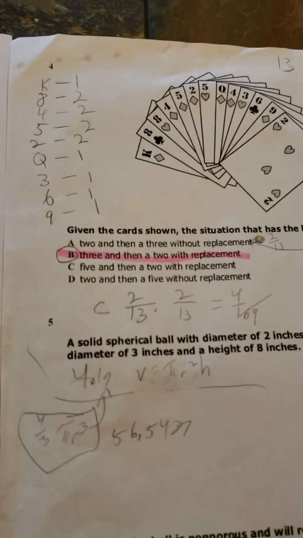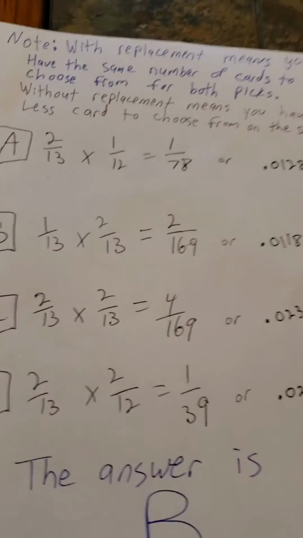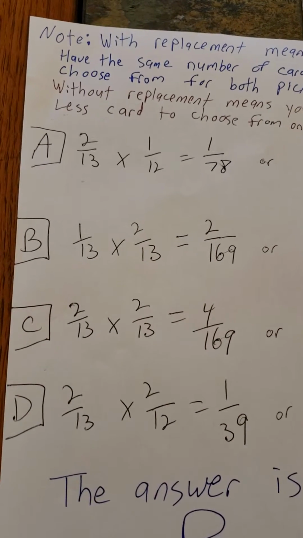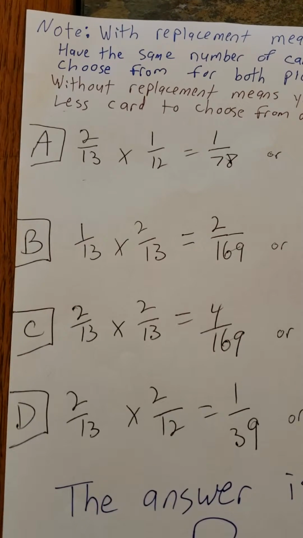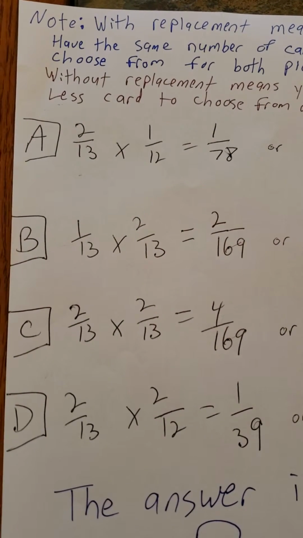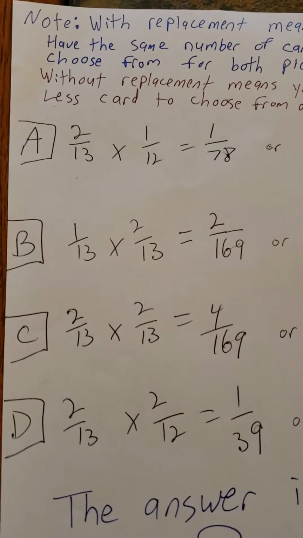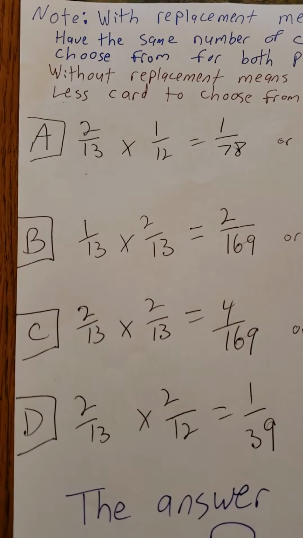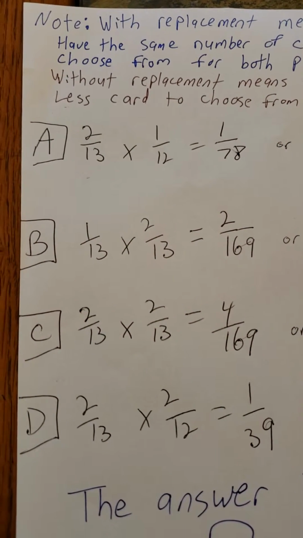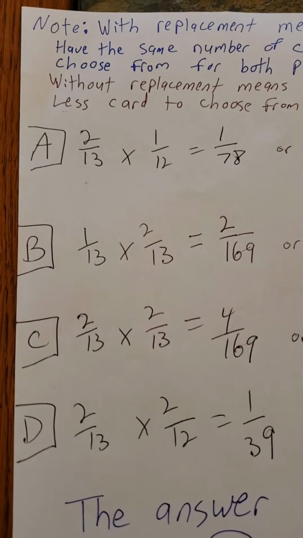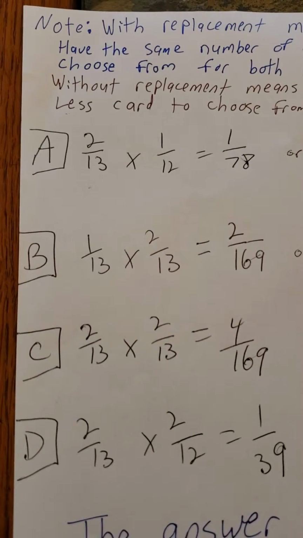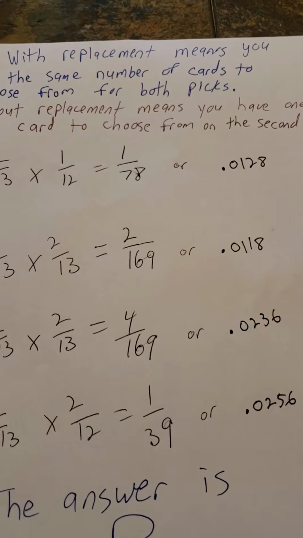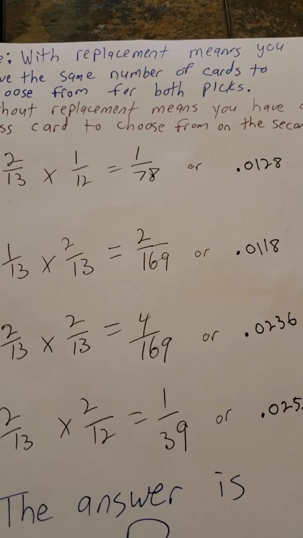So B says a 3 and then a 2 with replacement. Since B says a 3 and then a 2 with replacement, there's only one 3 in this deck. It's going to be 1 over 13. Then it says a 2 with replacement, and there are only 2 2s in this deck, so it's going to be 2 over 13. We're going to multiply the two fractions. It's going to give us 2 over 169, or 0.0118.